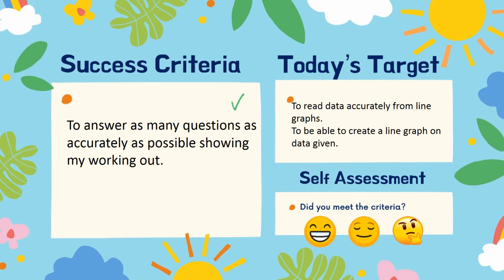Right, okay, your success criteria is how many answers you got correct, and were you able to look at the data closely enough, and did you manage to read your data accurately from the line graphs. Use a ruler like I showed you how to, it does help. And were you able to create your own line graph successfully yourself? Okay, give yourself a smiley face according to how you think you did today.